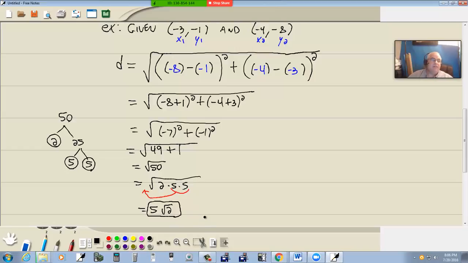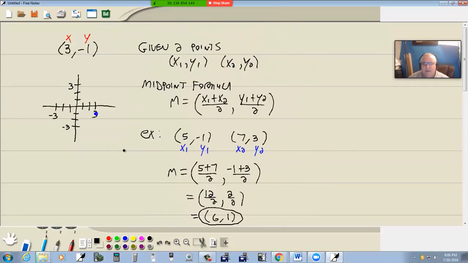Now, if they want a decimal approximation for that, you plug that in your calculator and round to however many decimal places. Let me clear that off. Then we'll look at the next type.